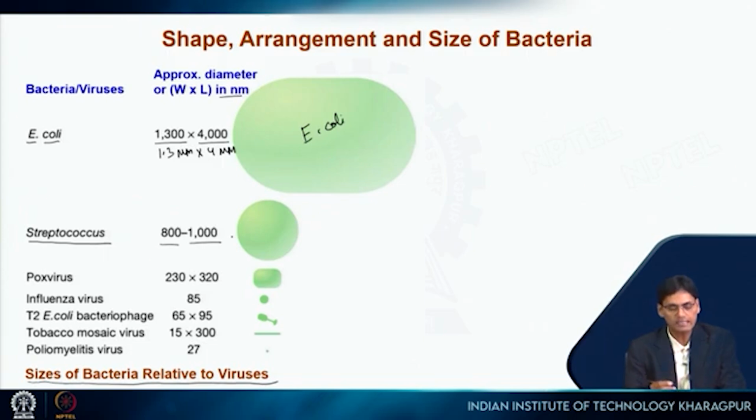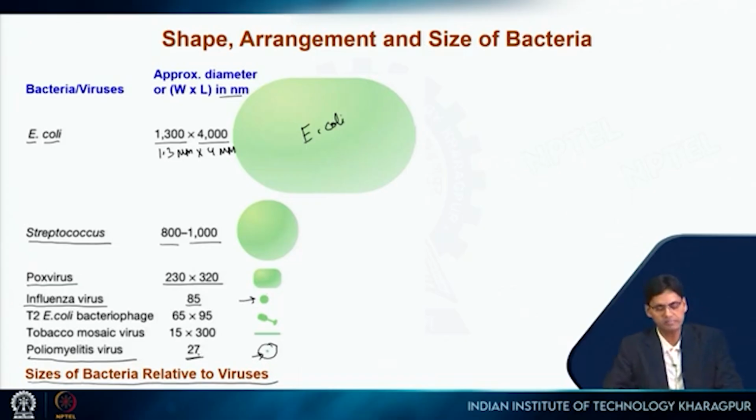Now if we compare that bacteria with some viruses, for example pox virus, it's roughly bigger in size compared to other viruses, as you can see here. On the other hand, influenza virus is much smaller. It's more or less spherical in nature, as you can see. This is influenza virus and 85 nanometer in diameter. And one of the smallest viruses is poliovirus. As you can see, there is just a small dot here, only 27 nanometer diameter, right? Similarly some other viruses are also mentioned here.